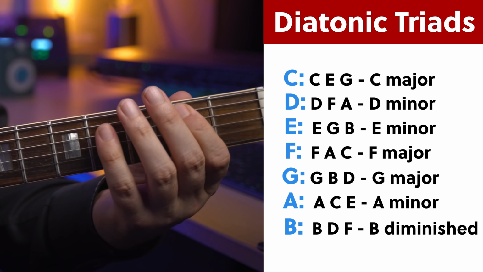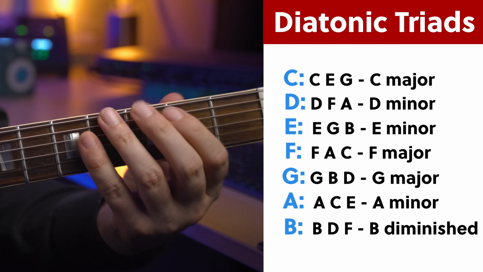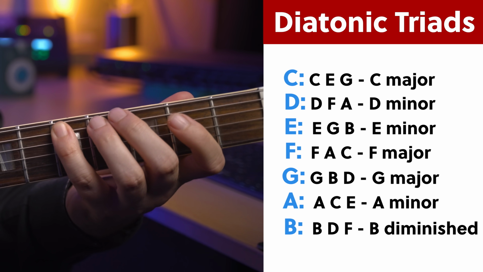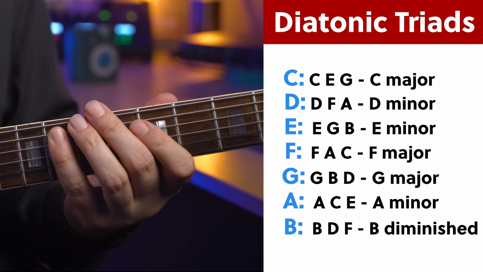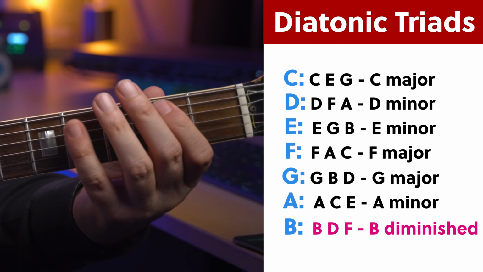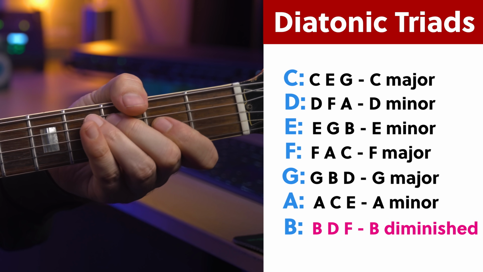In this case, B, D, and F. So you have two minor thirds stacked on top of each other, and this is a diminished triad. In this case, B diminished. In this way, you can construct the diatonic triads of a major scale.